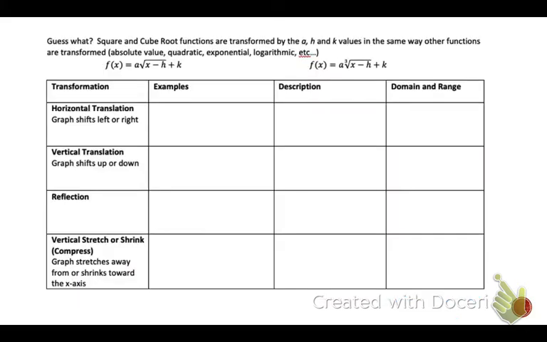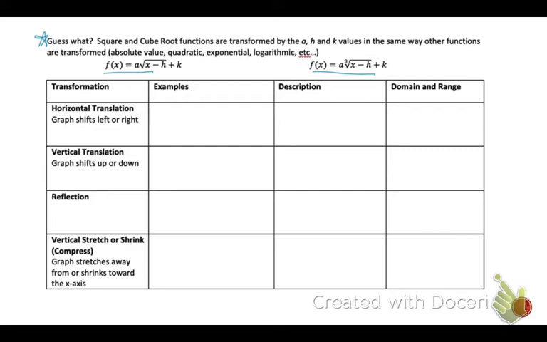Guess what? Square and cube root functions are transformed by the a, h, and k values in the same way that the other functions that we have studied are transformed. Absolute value, quadratic, those. We haven't covered exponential and logarithmic yet, but we will. Now look at these general functions. So f of x equals, notice this is square root, and notice where the a, h, and k values fall. So a is our multiplier out front, h is the number that's added or subtracted underneath the radical by the x, and the k value is out to the end. Now with our f of x equals cube root, notice the a, h, and k values are in the same position.